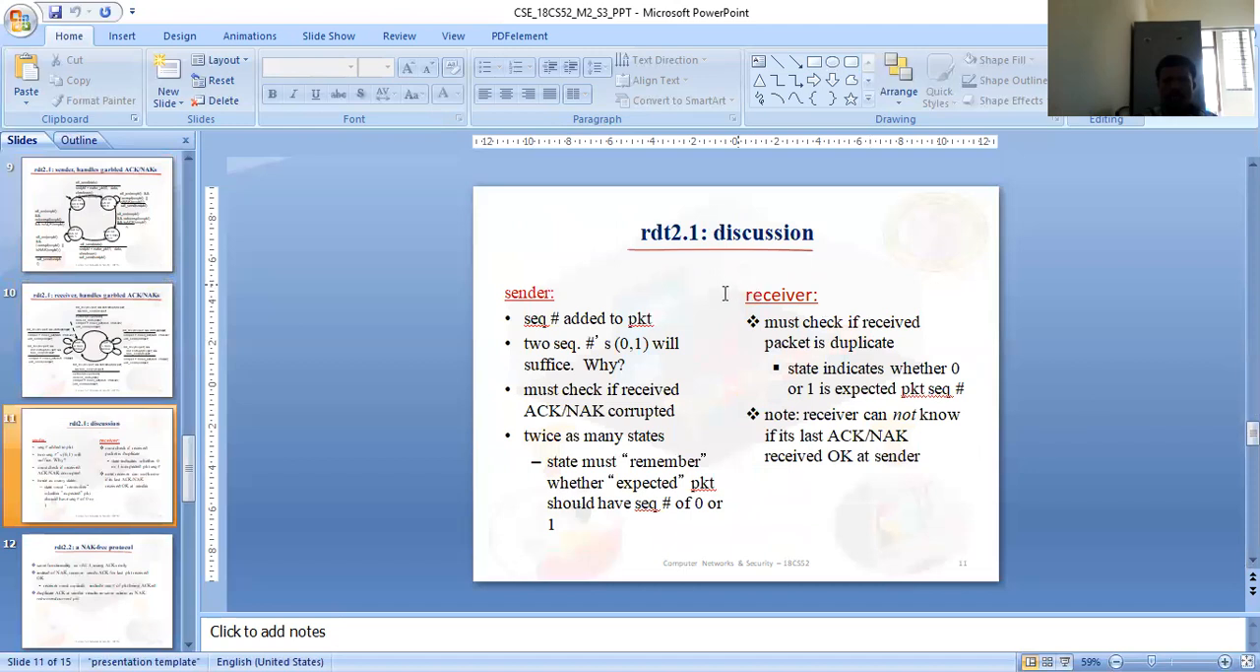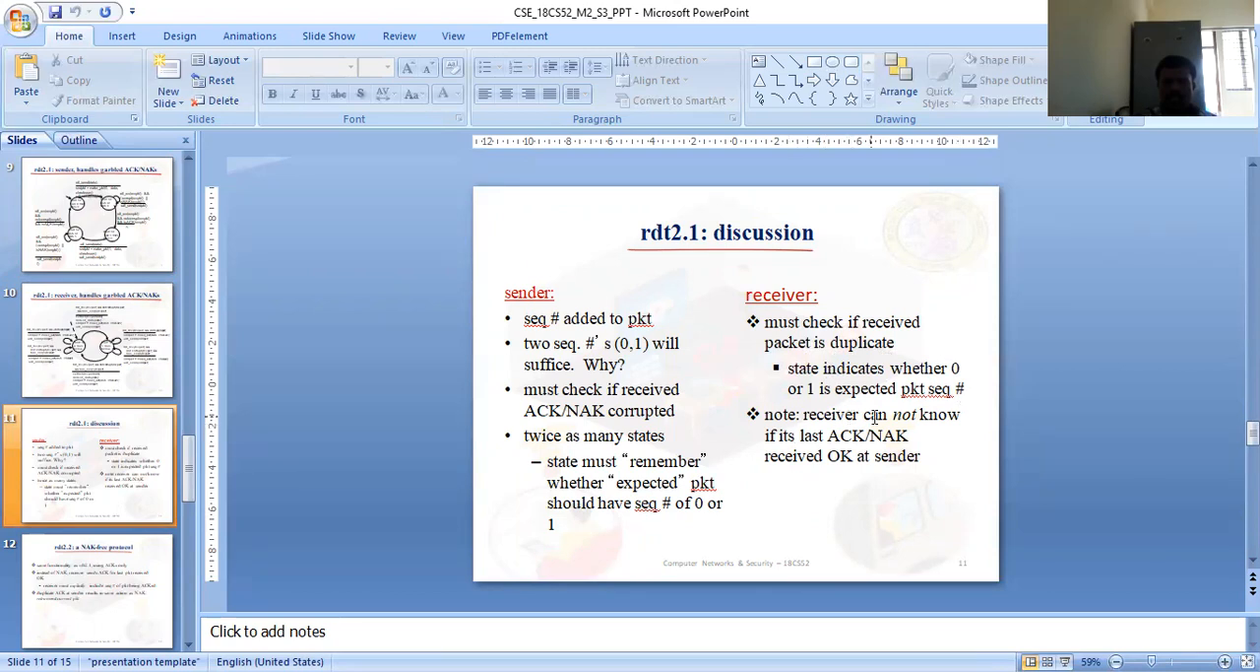In the RDT 2.1 discussion, a sequence number is added to the packet. For the stop and wait protocol, two sequence numbers, 0 and 1, will suffice. Why? It must be checked whether the acknowledgement or negative acknowledgement received has been corrupted. Twice as many states are needed: the state must remember whether the expected packet should have sequence number 0 or 1. The receiver must check whether the received packet is a duplicate packet. The state indicates whether it is 0 or 1.